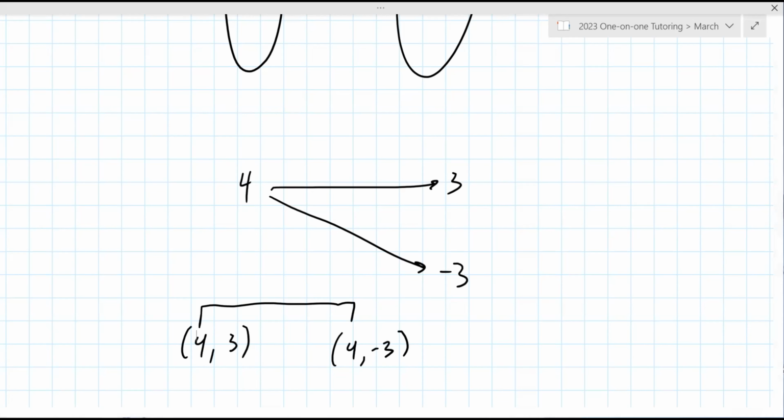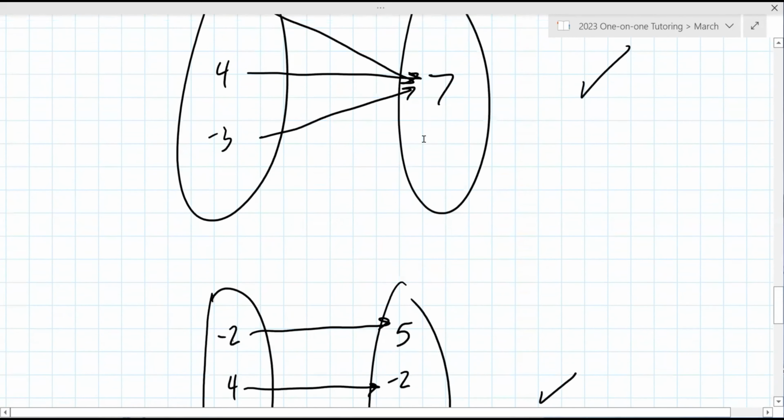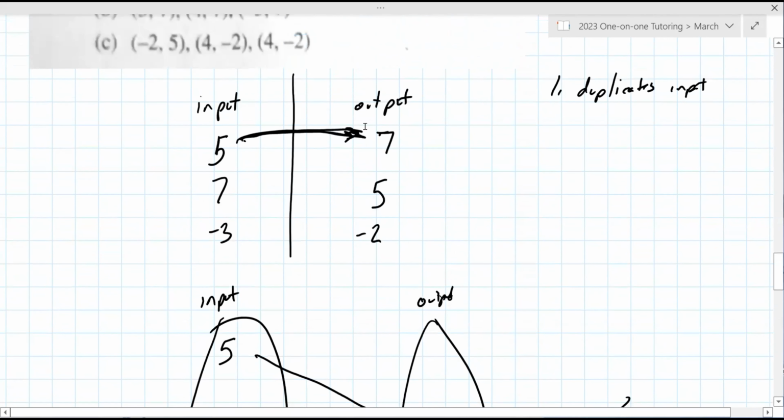But all the ones they gave you are functions because, first of all, the inputs were unique. 5 goes to 7, 7 goes to 5, -3 goes to -2.